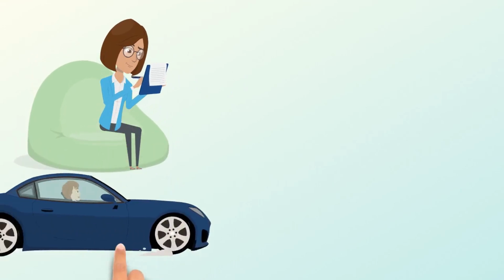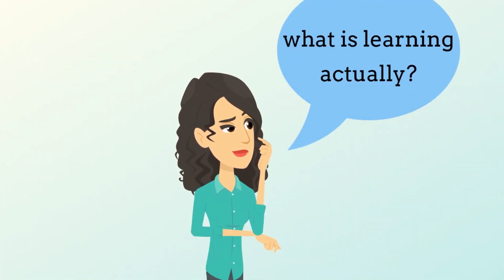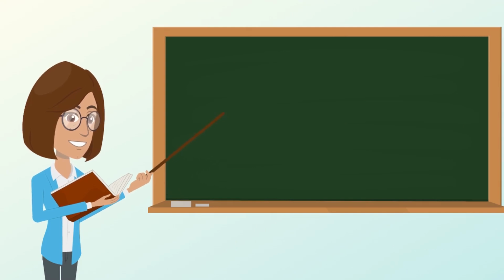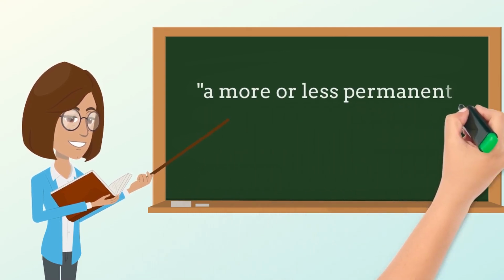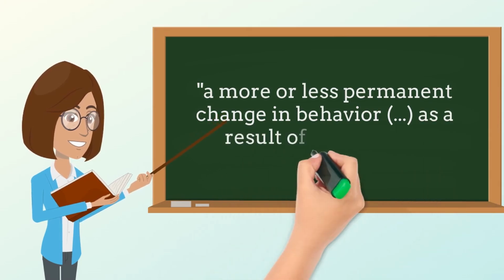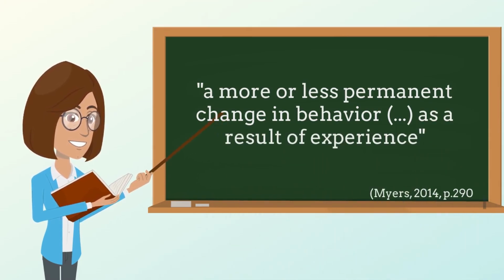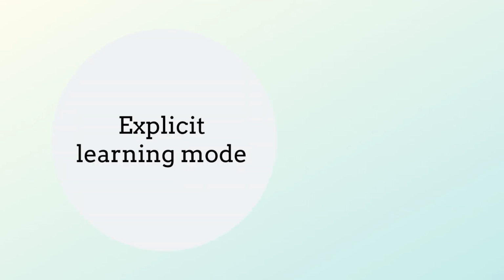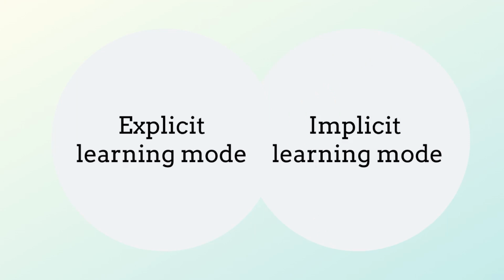Learning. We do it every day in the most diverse situations. But what is learning? Actually, learning is defined by Myers as a more or less permanent change in behavior as a result of experience. However, we are not always aware that or what we learn. Therefore, an implicit learning mode must be distinguished in addition to an explicit learning mode.